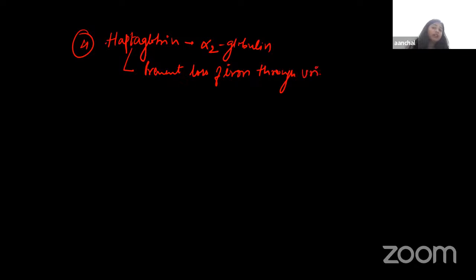So as we know, iron is very, very important for our body, right? Because it does very important functions, and the most important is the synthesis of hemoglobin. And as we know, hemoglobin is very important for carrying oxygen, right? So these proteins are responsible for the conservation of iron, right? Now, the next function of haptoglobulin is that it protects the kidney from damage by hemoglobin.